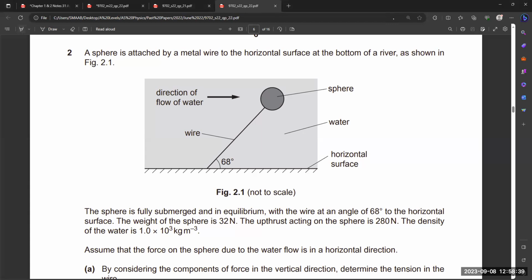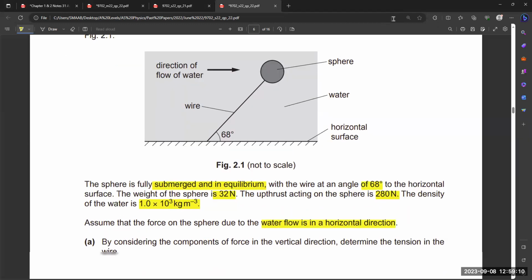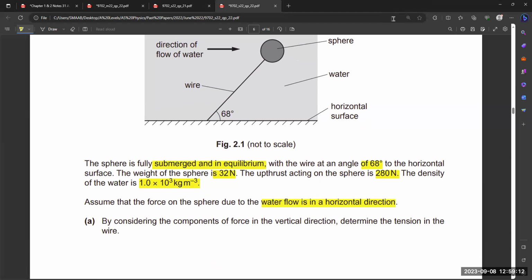It is completely submerged in equilibrium, with the wire at an angle of 68 degrees to the horizontal surface. The weight of the sphere is 32 Newton. The thrust acting on the sphere is 280 Newton. The density of the water is given. Assume that the force on the sphere due to the water flow is in a horizontal direction. That is also given in the diagram, that the water flow is in a horizontal direction.